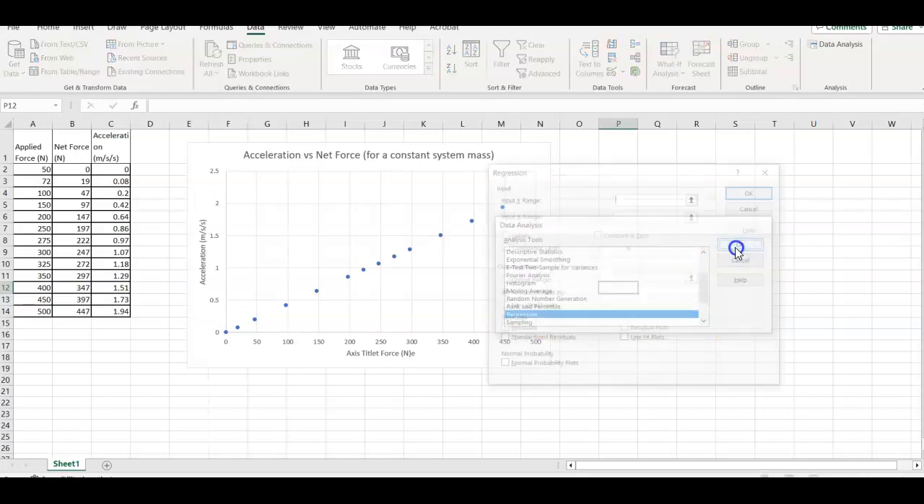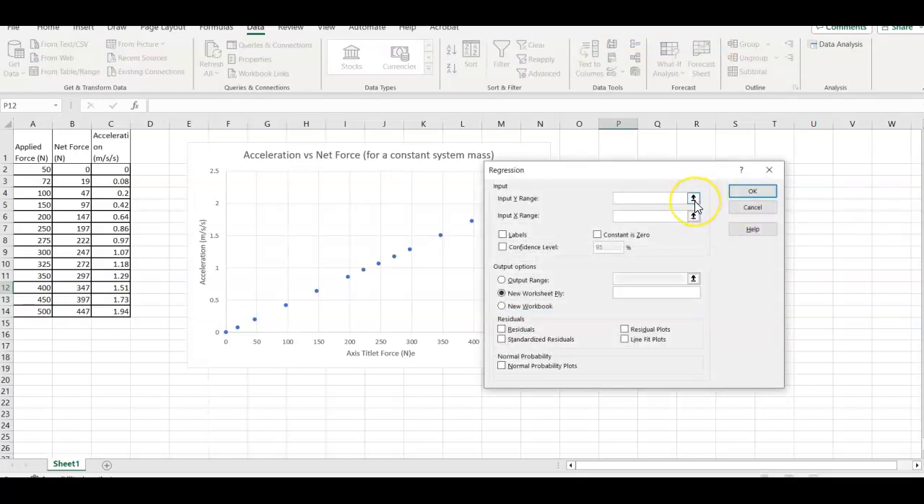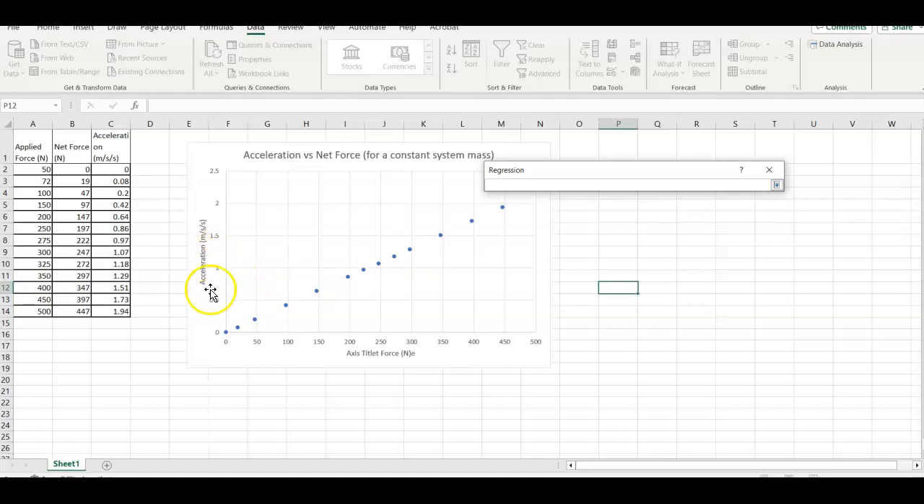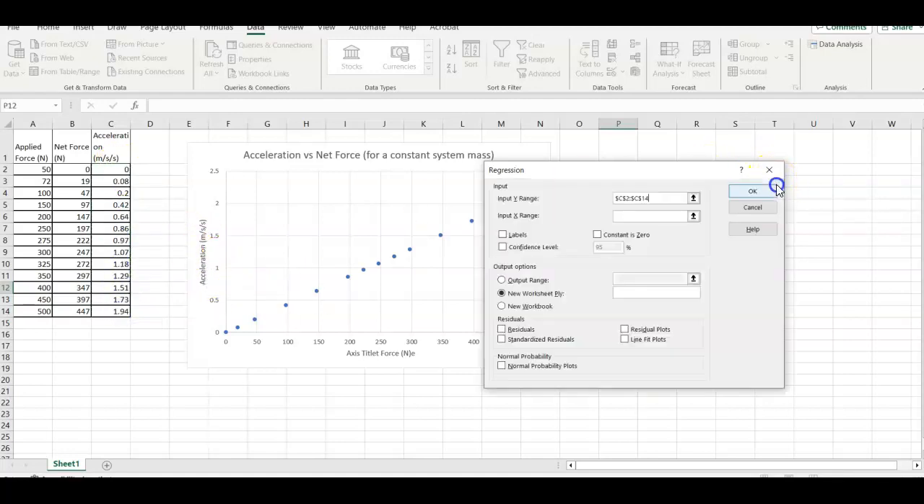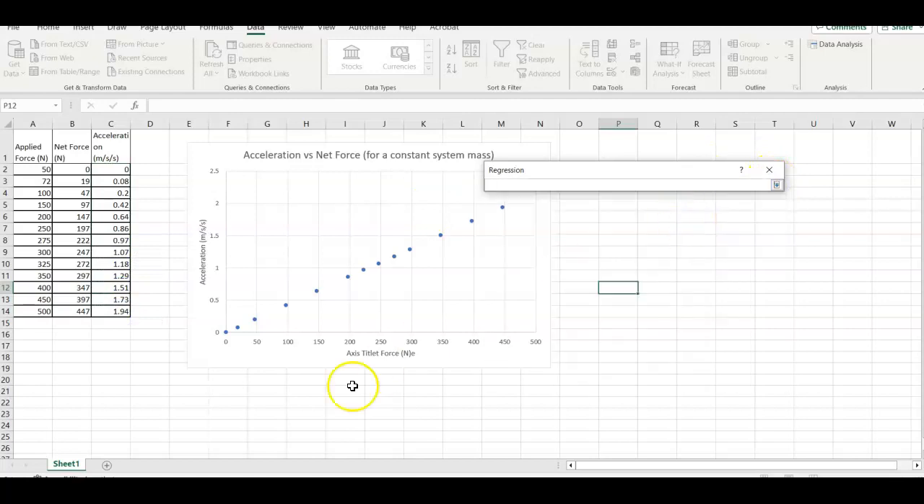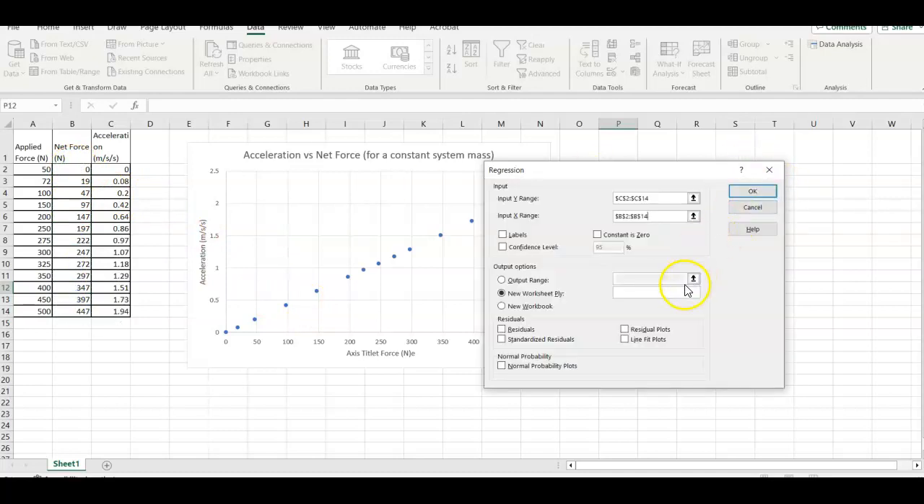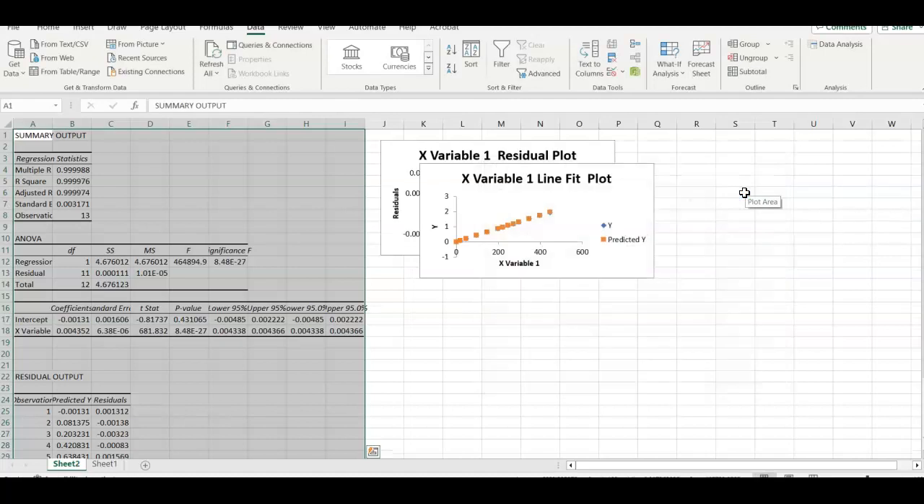We're going to do regression on this data. First I input the Y data, which is acceleration, so I'll highlight those cells. Then I'll input the X data, which is the net force. It's a good idea, and I hope you will always do the residual plots and the line fit plots, because those are useful to see whether you got a good fit or not, and then say OK.